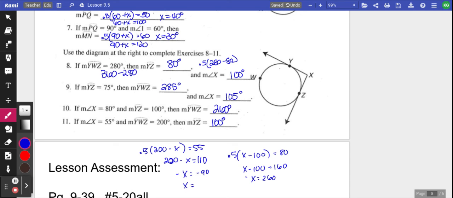And then divide by, they must have typed something in wrong because we got X to be 90, arc YZ. But according to this, that is not what we should have gotten. This should have been 160 anyway. It's bad 6.